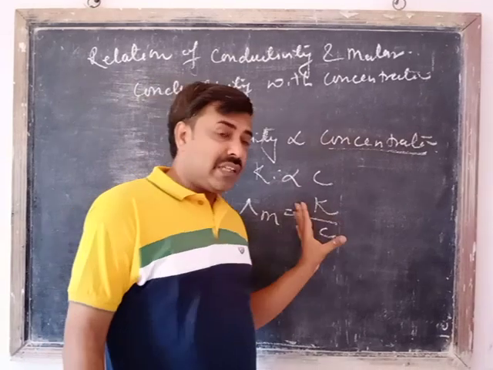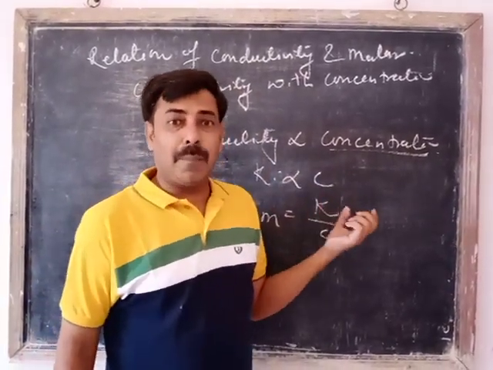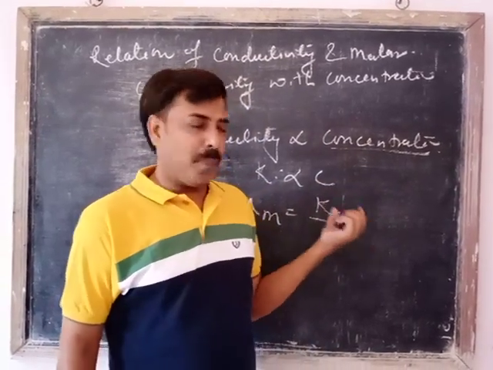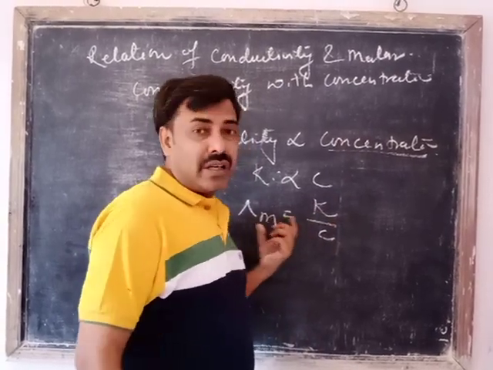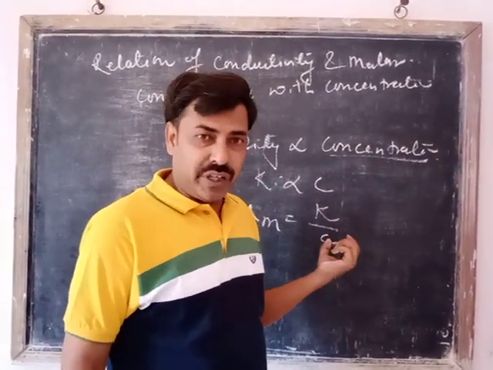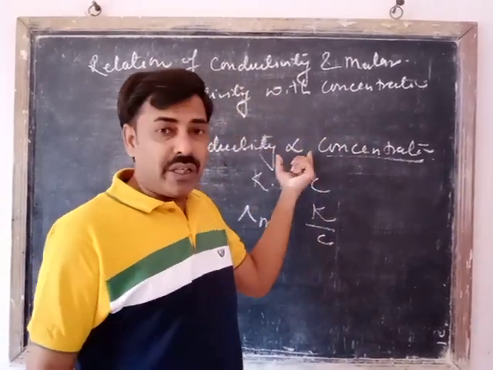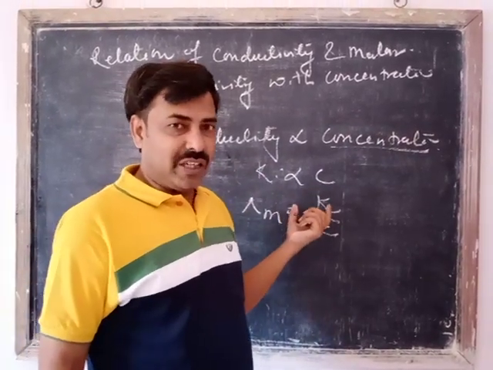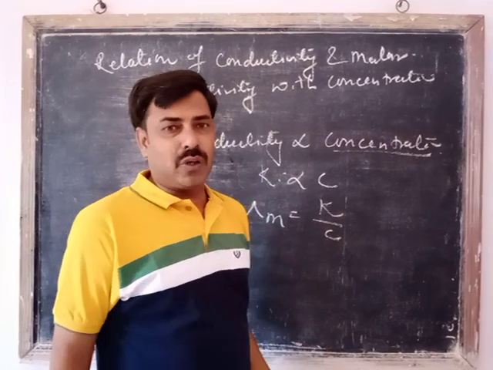When you increase the concentration, you will find that the percentage dissociation is going to decrease. So per mole dissociation is decreasing, and as a result the molar conductivity is also decreasing. So with the increase of the concentration, conductivity increases, and with the increase of the concentration, molar conductivity decreases, and that decrease is not the same for the weak and strong electrolyte.